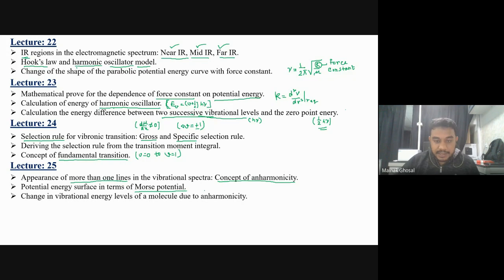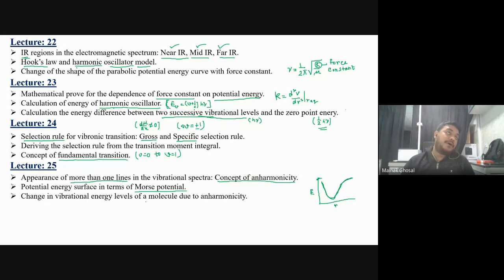A potential energy surface in terms of the Morse potential was given for this anharmonic oscillator. We have seen that this curve belongs to the Morse potential. And then there was a change in the vibrational energy levels of a molecule. It was discussed how the energy of a vibrational energy level changes due to anharmonicity.